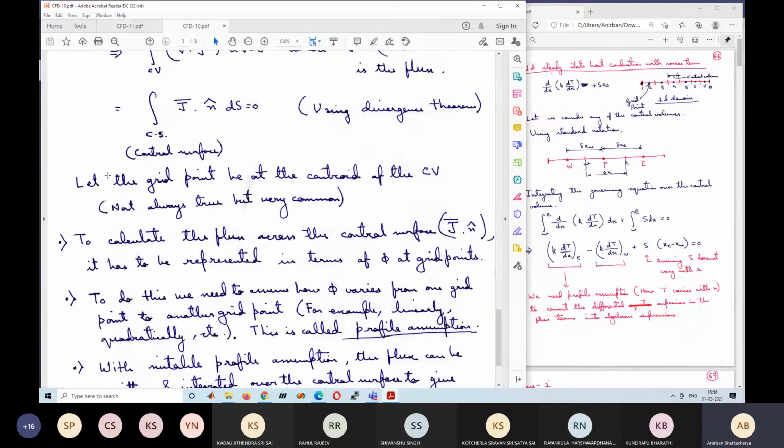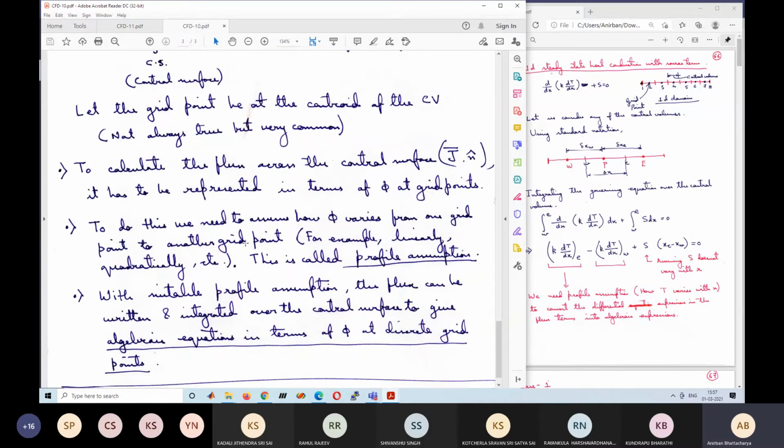So what are the steps then? If the grid point is at the center of the CV, after this point, we need to calculate the flux across the control surface. So we have to calculate j dot n, and it has to be represented in terms of the variable phi at the different grid points. Okay, each grid point is at the center of the CV. So this j dot n has to be calculated based on the grid point values of phi.